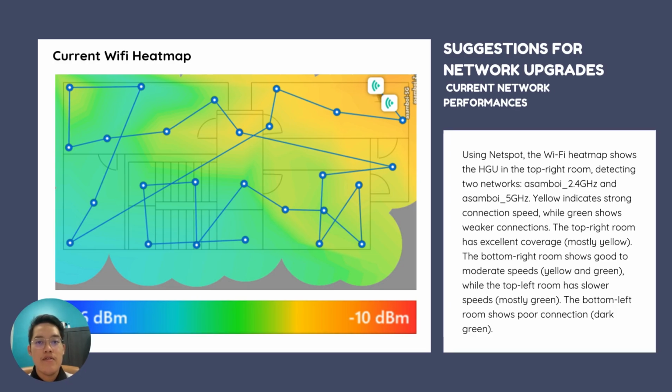Okay, so right now is the current Wi-Fi heat map. I've done it using a Netspark software app, and it showed the HGU in the top right room, and it is accurate. They are detecting two networks, Asamboy 2.4 GHz and Asamboy 5 GHz. The yellow color indicates a great, strong connection speed, meanwhile the green area shows a weaker connection. Thus we can see the yellow is only at the top right corner, meanwhile the rest of it consists of green area, weaker connection.